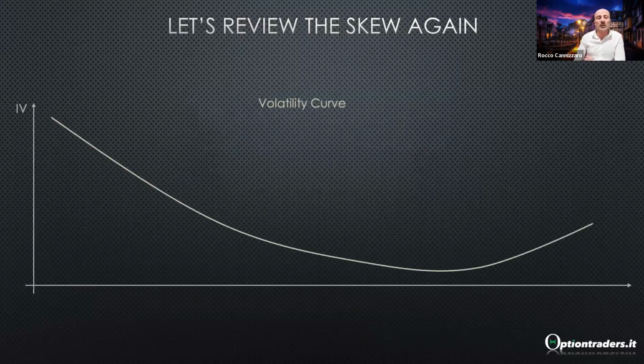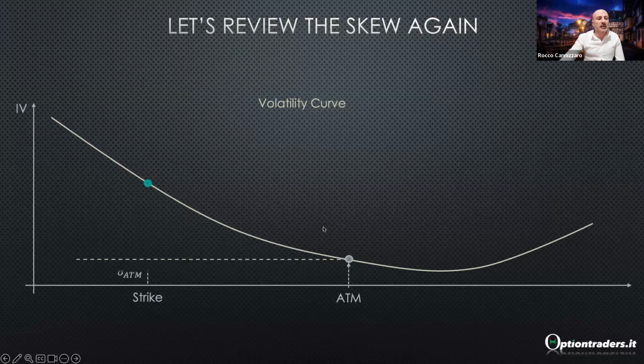Let's review the skew and try to understand what happens. Let's say we have the at the money strike, and that's going to be the volatility of the at the money. Then we take another option, in this case, for example, a put with a certain strike out of the money. The green dot obviously represents the implied volatility of that option.